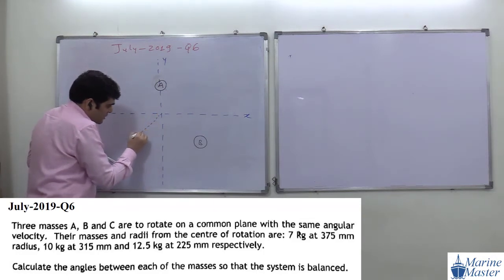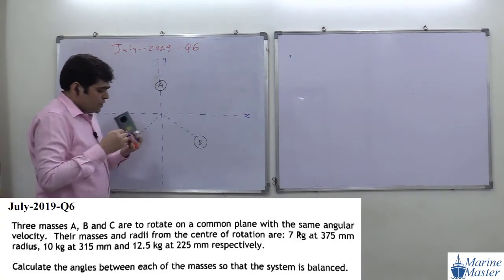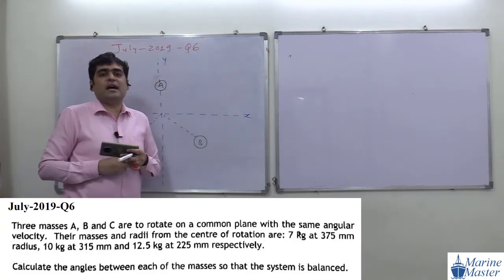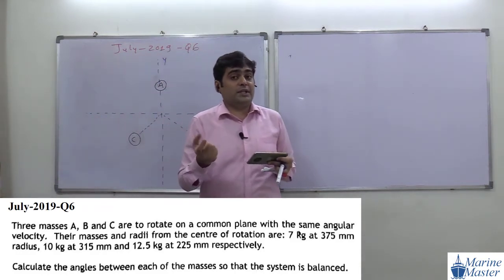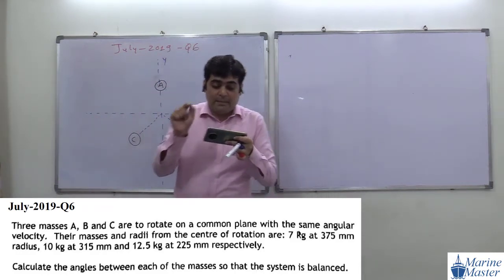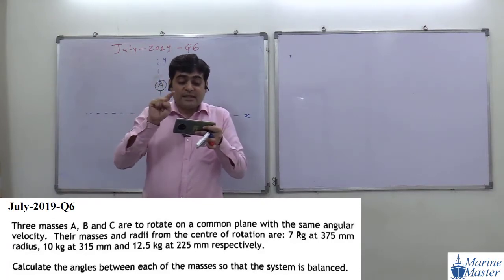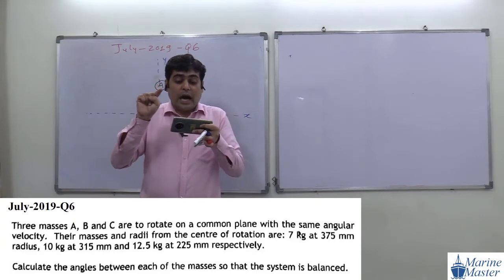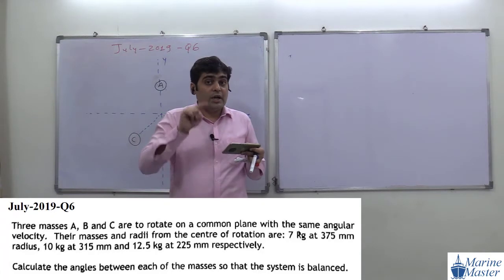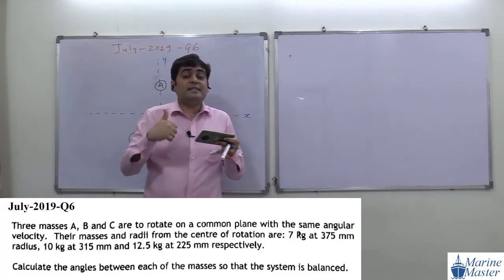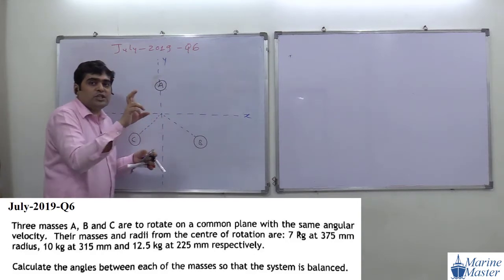Try to see the scenario, a very important discussion. These three masses are rotating in the same common plane and with the same angular velocity. What is the meaning of same angular velocity? See the wording: three masses A, B, C rotate on the same common plane with the same angular velocity. It means their angular position with respect to each other stays the same.